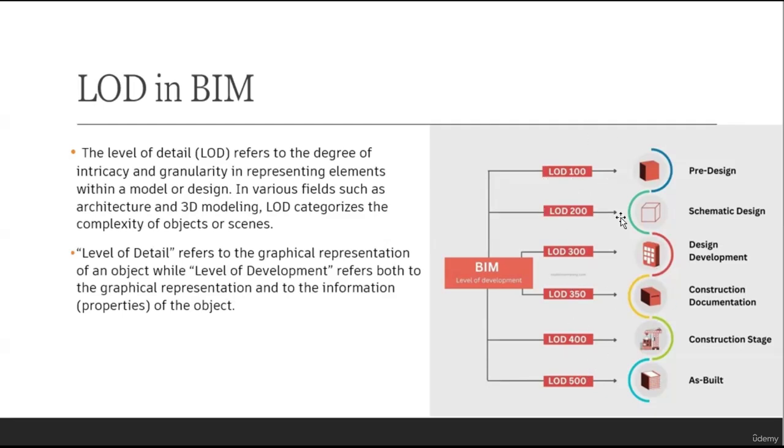Like we have LOD 100, LOD 200, LOD 300, 350, 400, 500, likewise. The lower LODs deal with, as you can see, 100 deals with the pre-design stage, 200 deals with the schematic stage, and 300. As the LOD increases, the level of detail, rather we can say the representation as well as the information part of the object or the model as an entire entity, goes on increasing. As we move ahead to design and development, the level of graphical representation and information increases. Construction documents, LOD 350. There is addition of information as well as graphical representation as we move ahead through the LOD or the BIM stages. Okay.